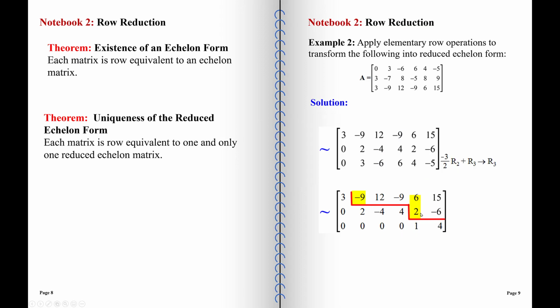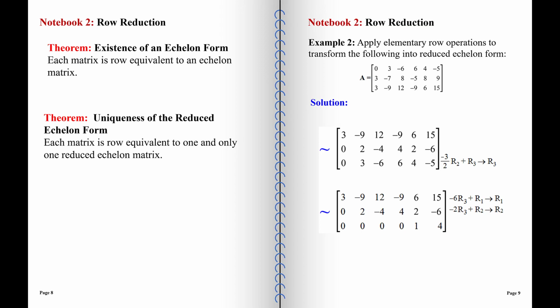Let's look at an example. So to put a 0 in the 2, 5 position, I need to do -2 row 3 plus row 2. To put a 0 in the 1, 5 position using row 3, that's the key, then I'll do -6 row 3 plus row 1.